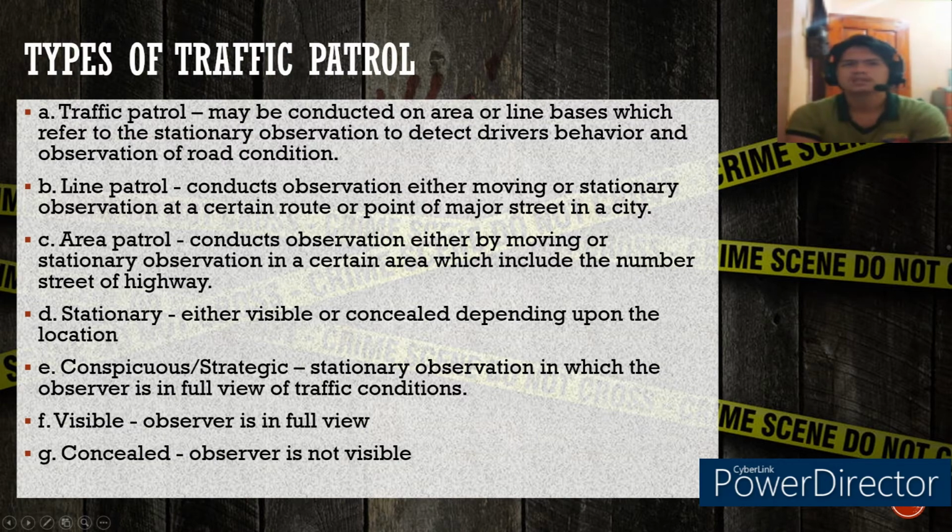Then the next is stationary, either visible or concealed depending upon the location. Then conspicuous or strategic: stationary observation in which the observer is in full view of traffic conditions. Visible means the observer is in full view. Concealed means the observer is not visible. This type of patrol is a surprise for the drivers. Then ang kaning visible is kana magtindog lang sila in full view.